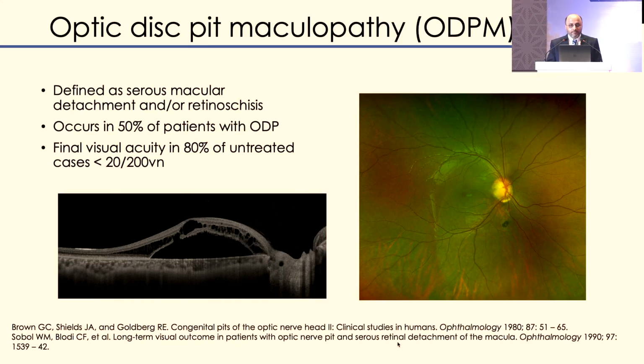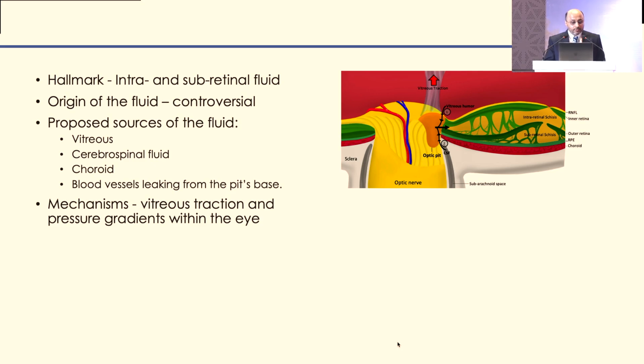Optic disc pit maculopathy is basically a serous detachment of the macula and retinoschisis, which happens in almost 50% of cases with optic disc pits, and if left untreated can really get the vision down. It is very controversial as to where the fluid comes from. There are various theories. Some say it is through the vitreous, some say it is CSF, and some postulate that leaky blood vessels are the defect. There is also vitreous traction and pressure gradients within the eye which contribute to this.